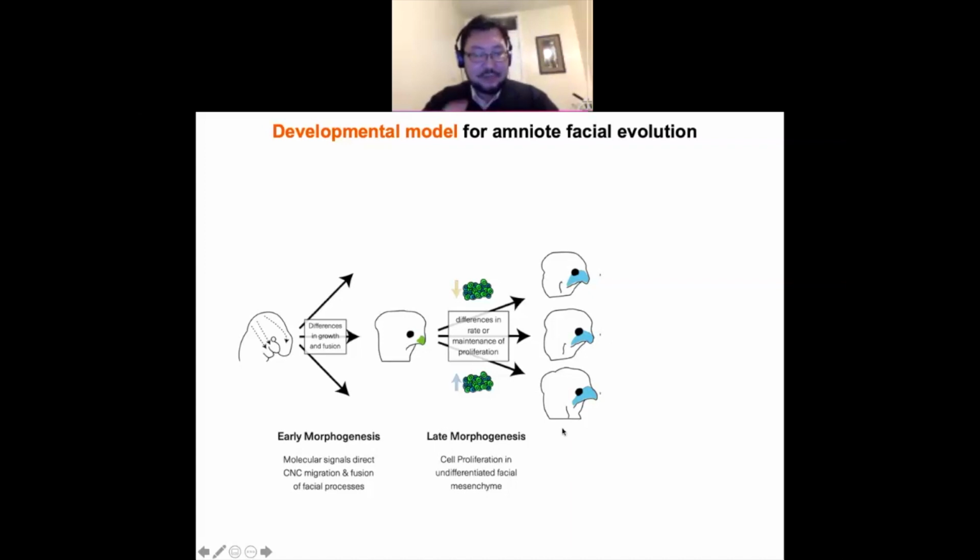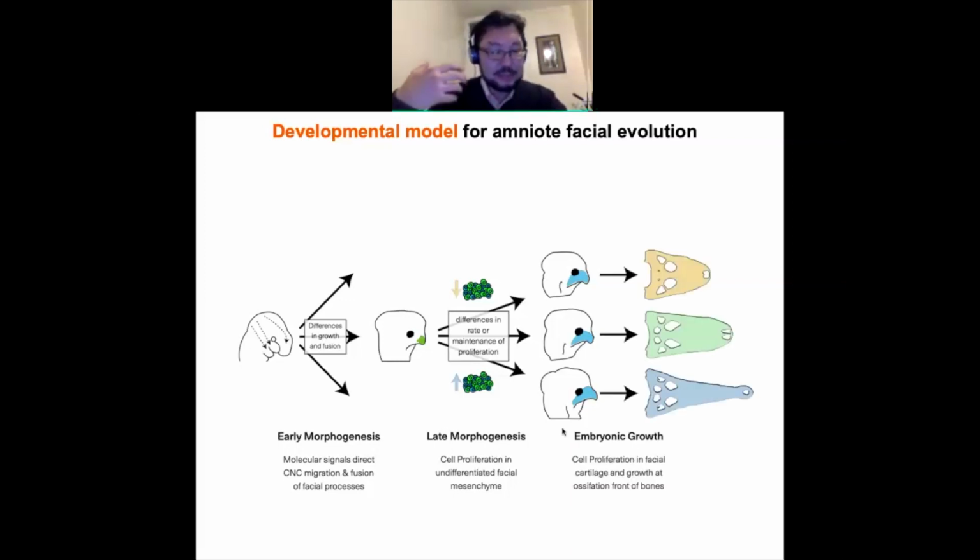Later on, once you lay down that foundation, the exact proliferation within the development phase is critical to establish this adaptive variation that you see in the adults, faces which are longer or shorter, faces which are wider or narrower. All of those differences can be explained by changes in cellular proliferation and cellular differentiation, which are happening around mid stages of development.